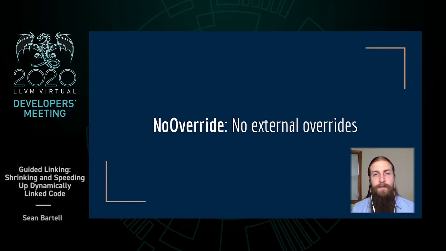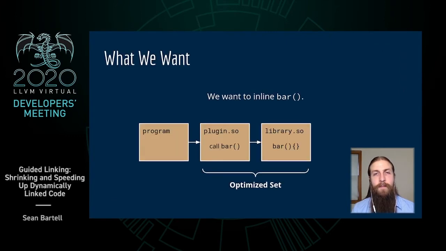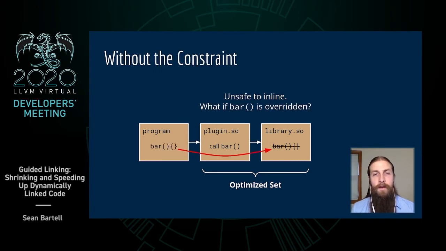Now I'll explain each of the constraints in turn. The first one I'll talk about is the no override or no external overrides constraint. The example here is similar to the one at the start of the talk. We want to inline bar, which is defined in a library, into its caller, which is defined in a plugin. However, without the no override constraint, that optimization would be unsafe.